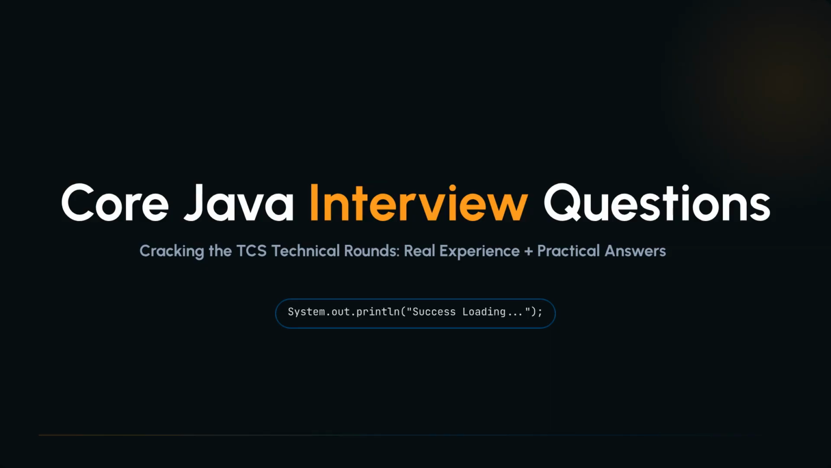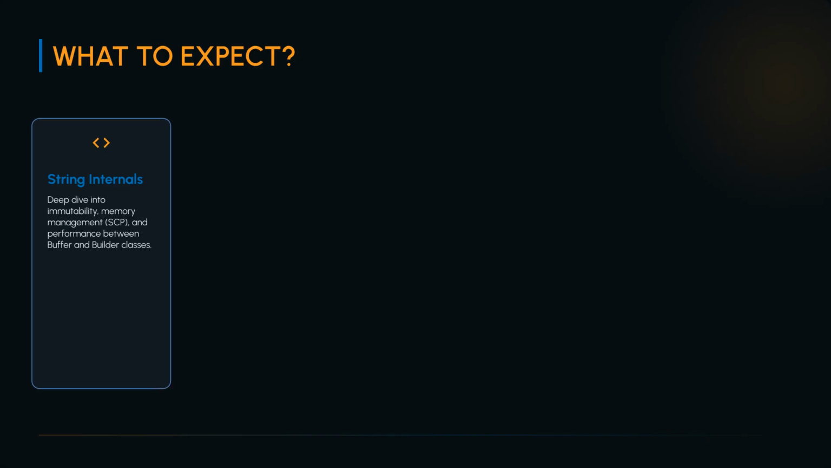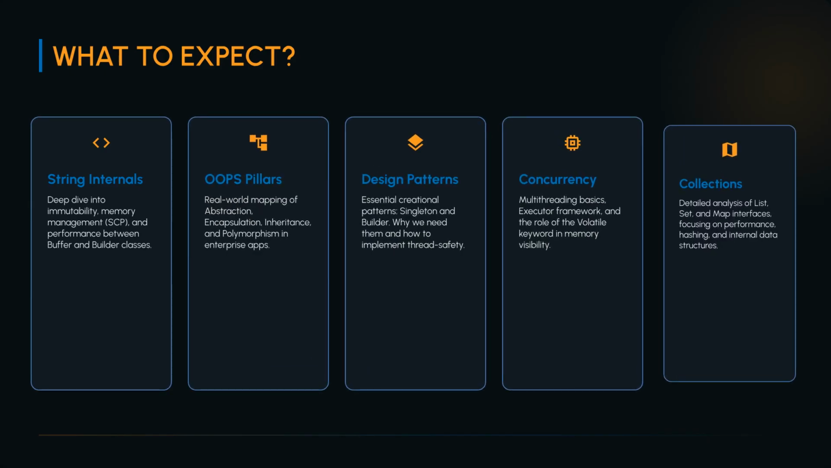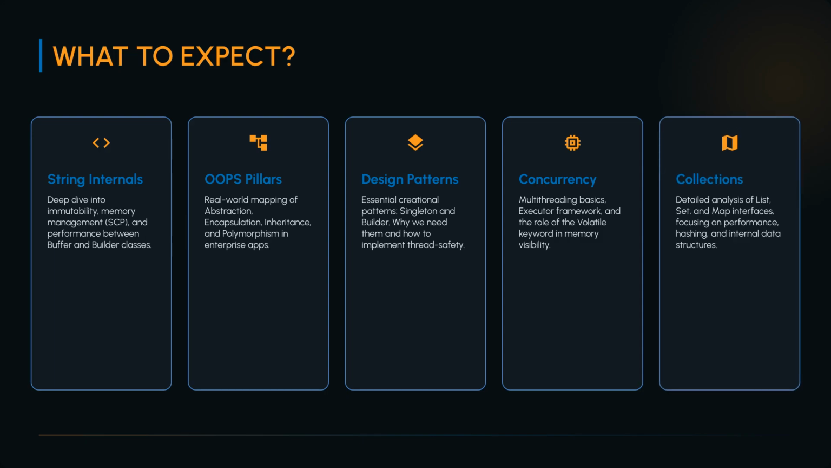So let's get started. In Java core, TCS focused on a few key areas: string concepts, OOPS fundamentals, design patterns, multithreading basics, and collections. So if you are preparing for TCS, these are the areas you should definitely focus on.